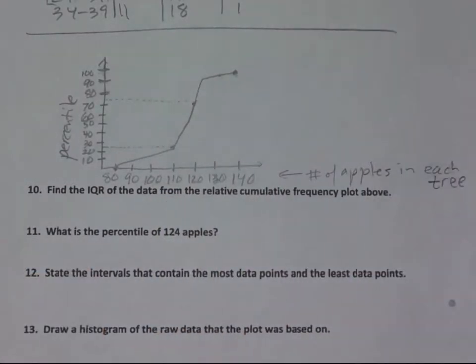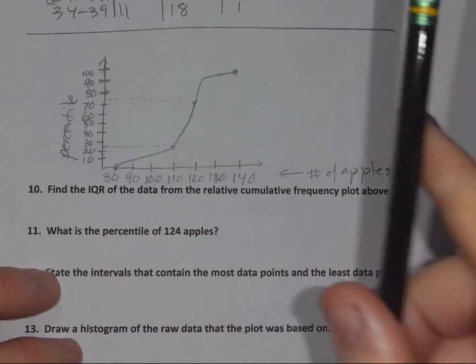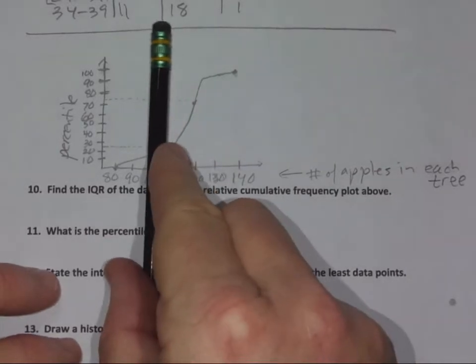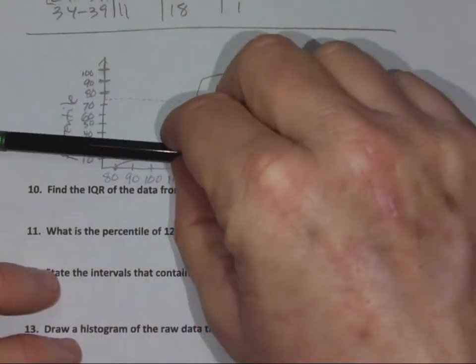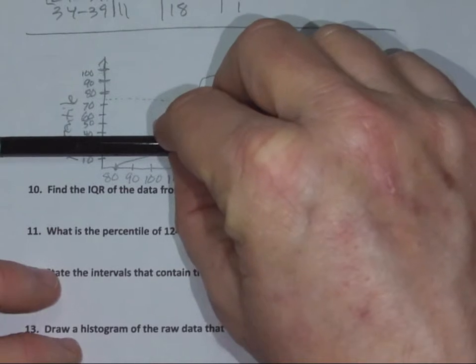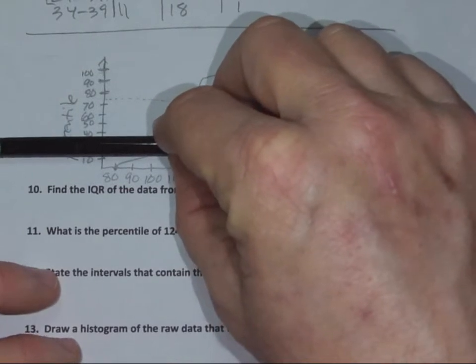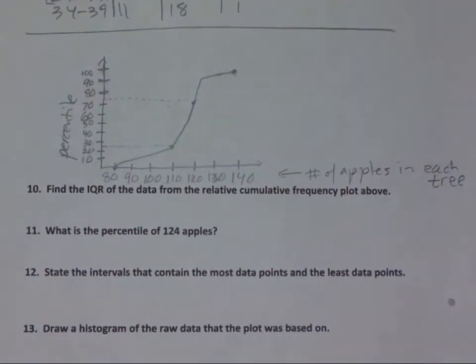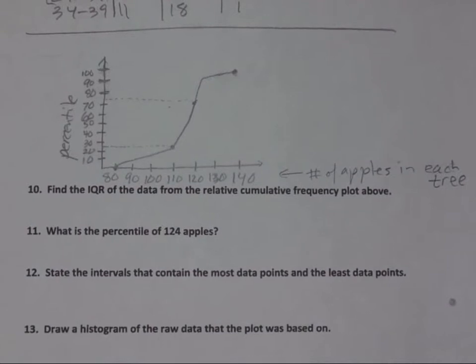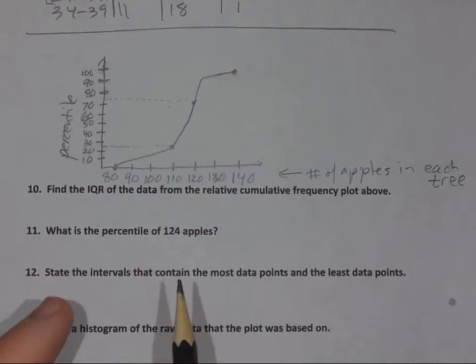Or you could say one tree had 100 apples. What percentile is it? Well, you go to 100 apples, and so you would go up like that, and then over. That's about maybe 12. That's about the 12th percentile. So estimating percentiles is a skill you've got to be able to do with the relative cumulative frequency plot.